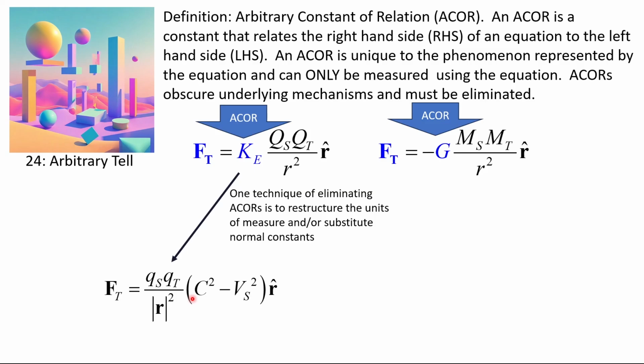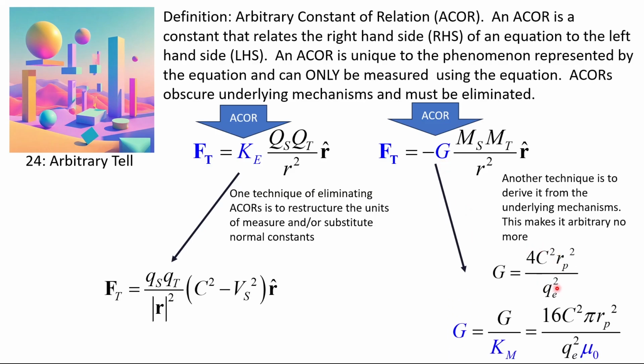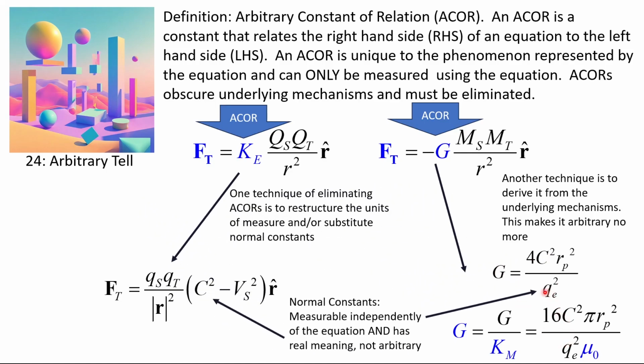For gravity, because we have the model of matter, we can explain the feeding behavior of the model of matter such that we can derive G from the model of matter. Because we derive this from the model of matter separate from this, then G is no longer arbitrary because now we know where it comes from. In the past, these arbitrary constants of relation were unique to the equation. You can only measure them with the equation. Once you can measure them outside of the equation, they're no longer arbitrary. Now these other constants here are normal constants because they're measurable independent of the equation. And you can read the rest of this on your own. That is basically explaining up here what I'm trying to say down here.